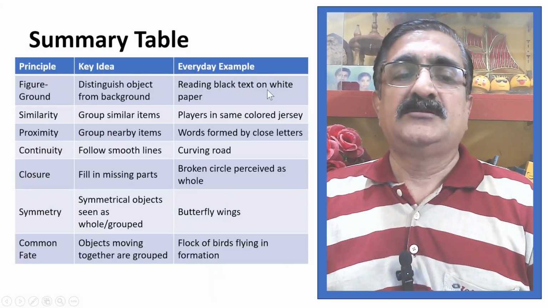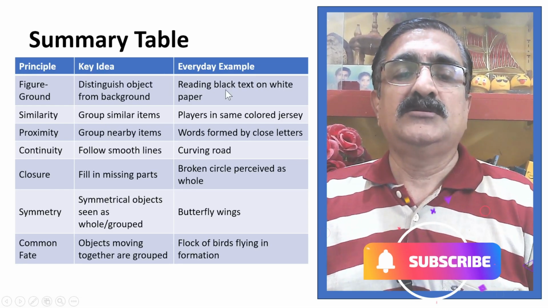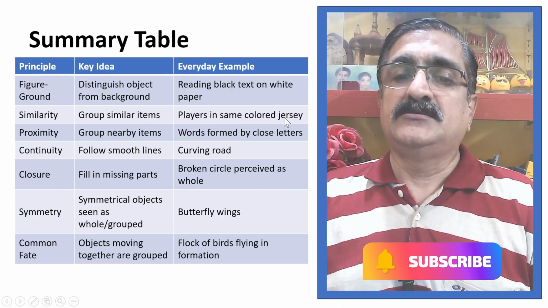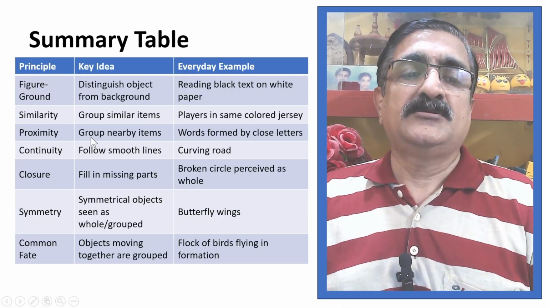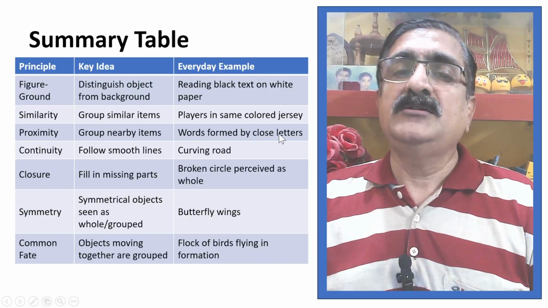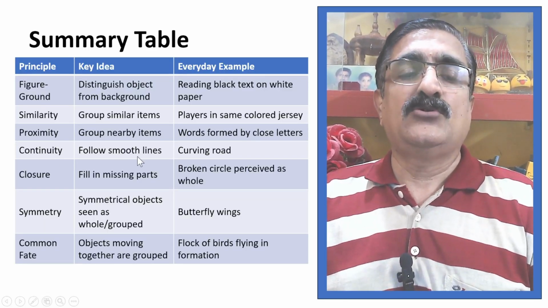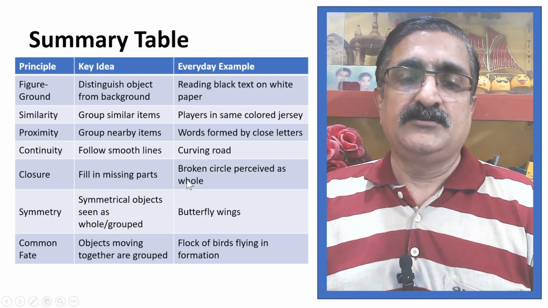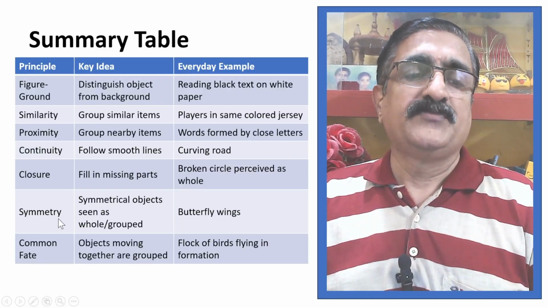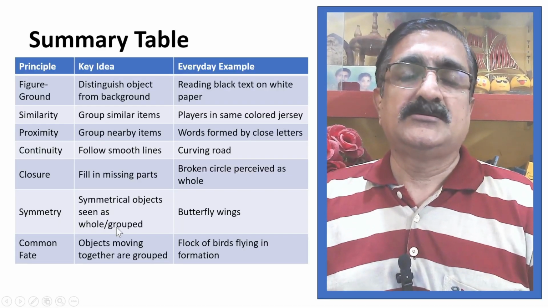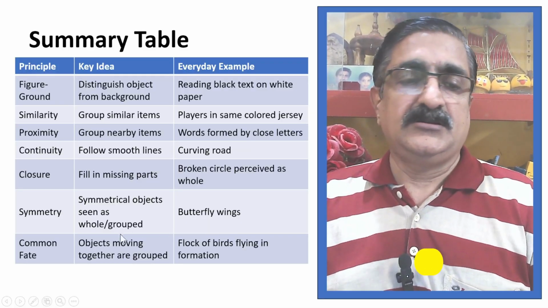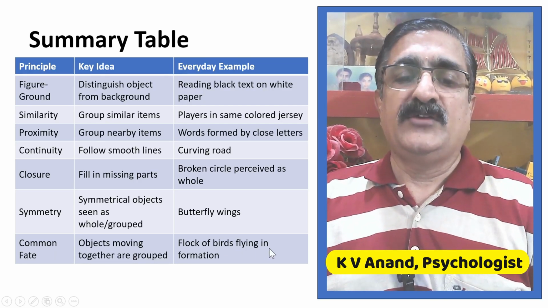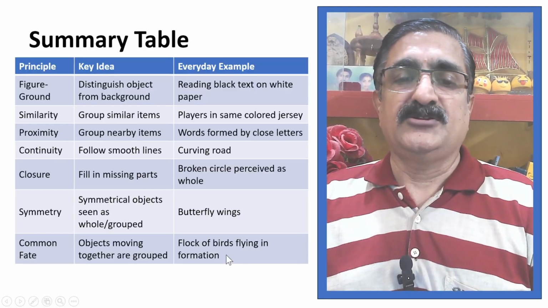In summary, it has been given: figure-ground, distinguish objects from background, reading black text on white paper; similarity principle, group similar items, players in the same colored jersey; proximity principle, group nearby items, words formed by close letters; continuity principle, follow smooth lines, a curving road is the example; the closure principle, fill in the missing parts, a broken circle perceived as whole; symmetry principle, symmetrical objects seen as whole or grouped, butterfly wings are the example. And common fate, objects moving together are grouped, like a flock of flying birds in V formation.